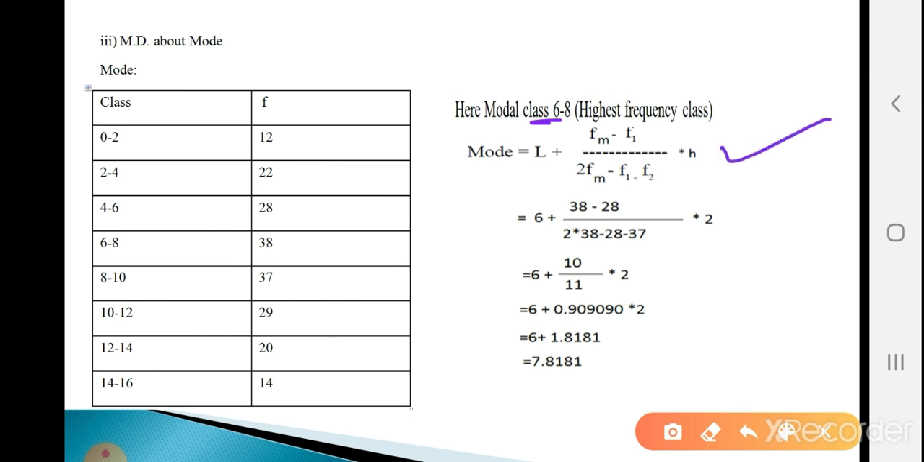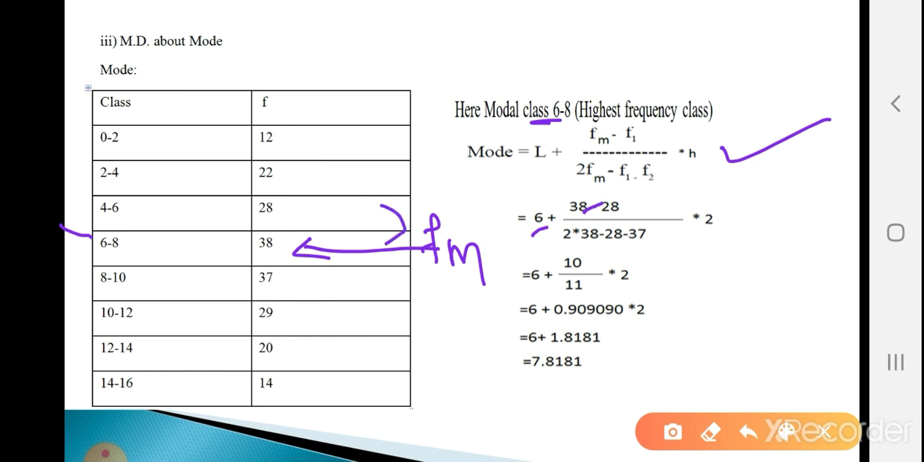The formula is L plus (Fm minus F1) divided by (2Fm minus F1 minus F2), into h, where L is the lower limit of the modal class. What is the lower limit of the modal class? 6. So the L value is 6. Now Fm is the frequency of the modal class. What is the frequency of the modal class? 38.